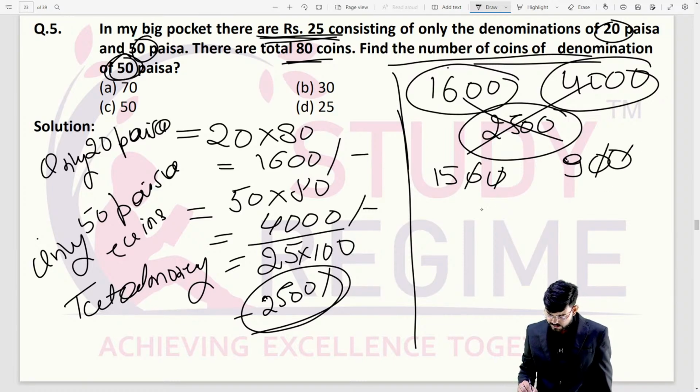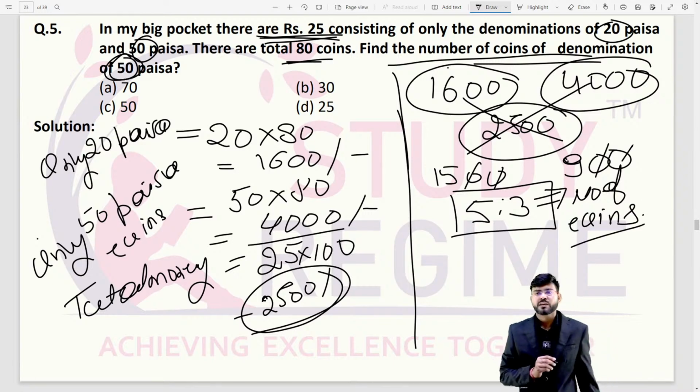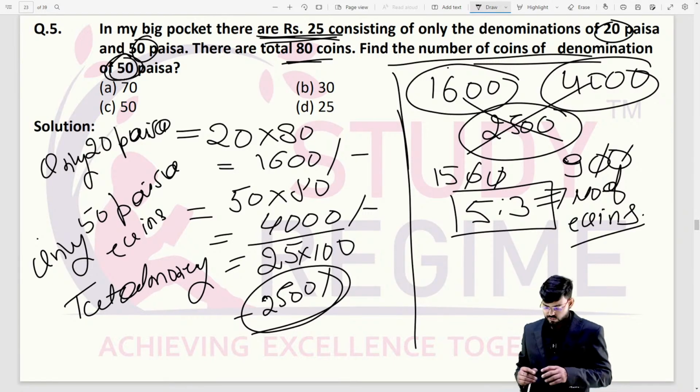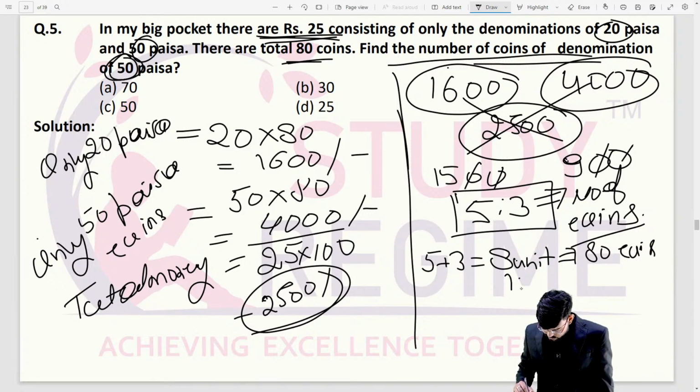On simplification, the ratio comes out to be 5:3. This is the ratio of the number of coins. So if the total number of coins given in the question is 80, according to our ratio, I can solve like this: 5 plus 3, that is 8 units. It is given that 8 units represent 80 coins. So 1 unit here represents how many coins? 10 coins.